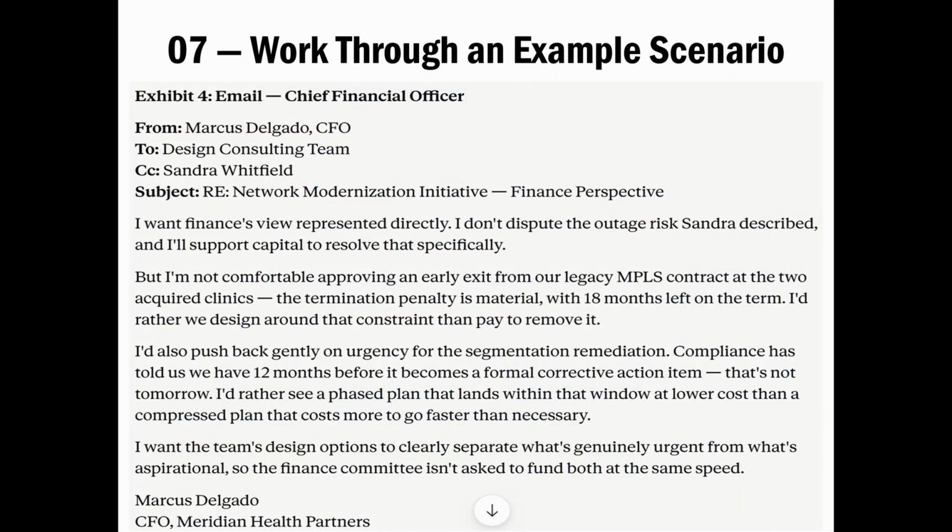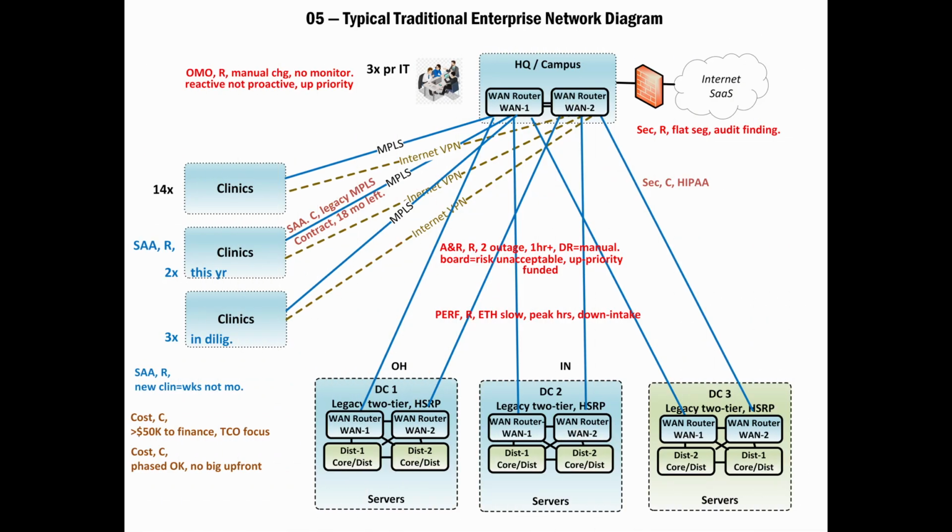Let us continue to read. I'm not comfortable approving an early exit from our legacy MPLS contract at the 2 acquired clinics. The termination penalty is material, with 18 months left on the term. This is a constraint. This constraint has already been mentioned and updated. Here, it is emphasized that early exit is not permitted and that the termination penalty will be imposed. Let us extract and update. No early exit. Penalty.